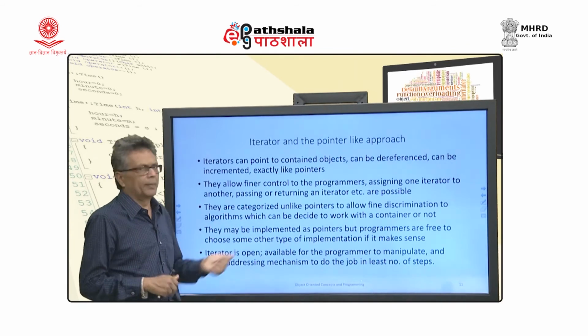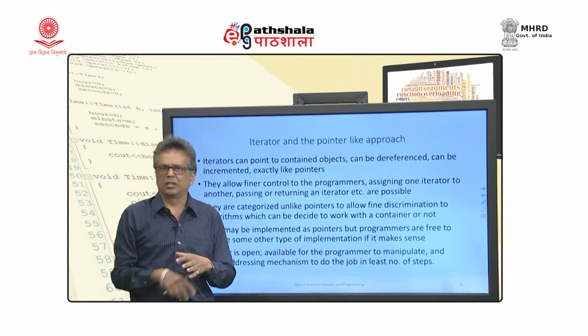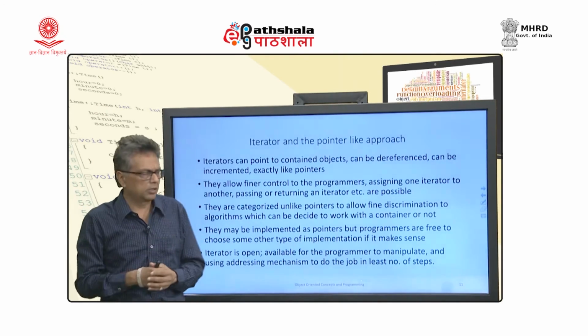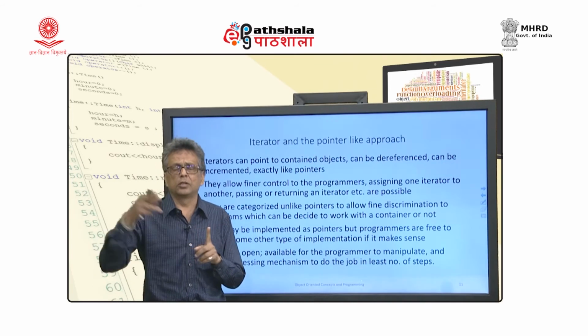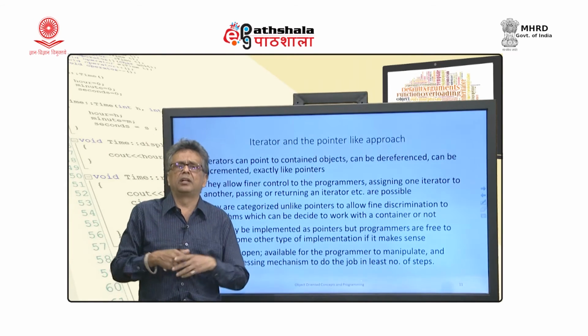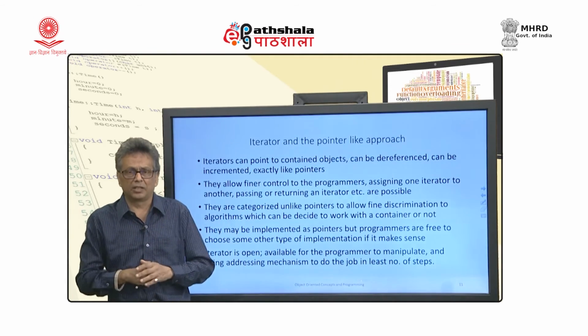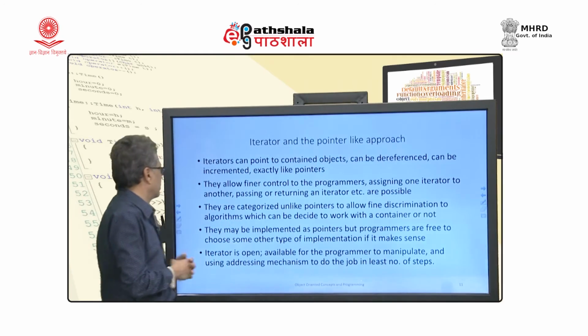For example, assigning one iterator to the other and jumping from one place to the other, and you do it very fast. In the case of a file, if you want to jump to the 10th element, it is not very easy. In the case of an iterator, you just say p plus 10 and you jump to the 10th element. That is the power of the iterator.